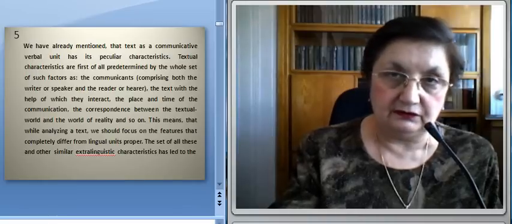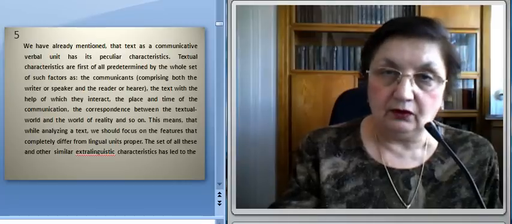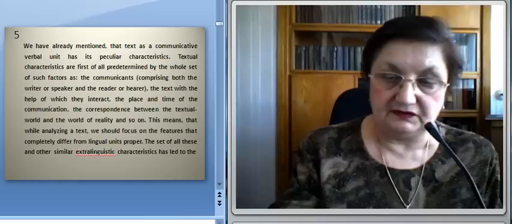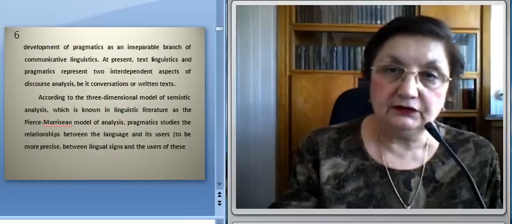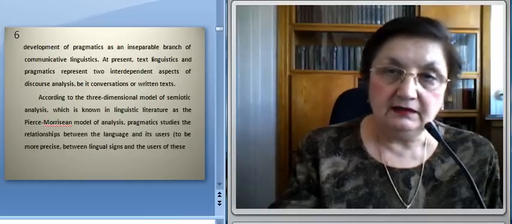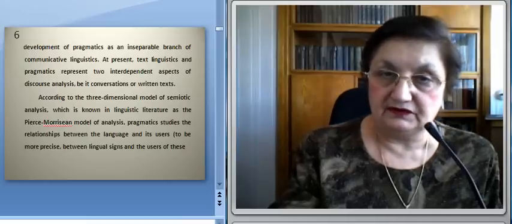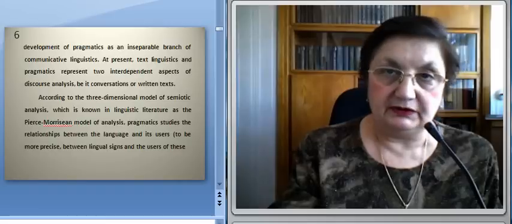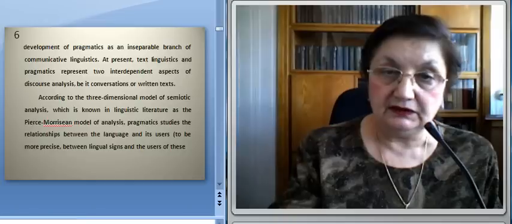The set of all these and other similar extra-linguistic characteristics has led to the development of pragmatics as an inseparable branch of communicative linguistics. At present, text linguistics and pragmatics represent two interdependent aspects of discourse analysis, be it conversations or written texts.